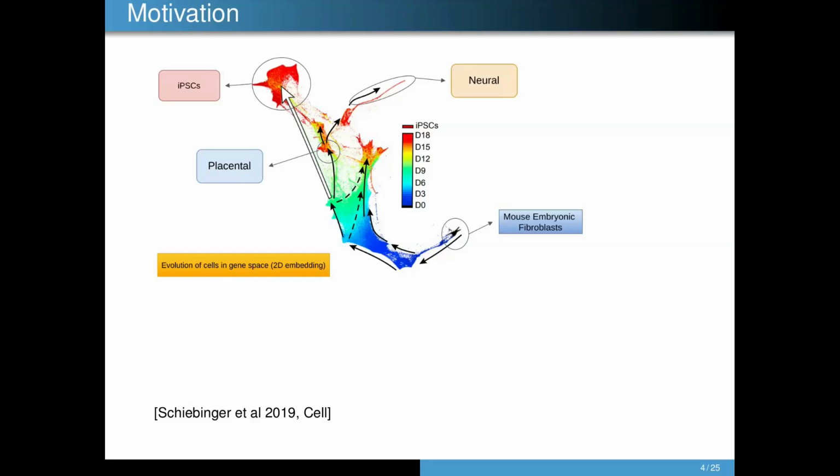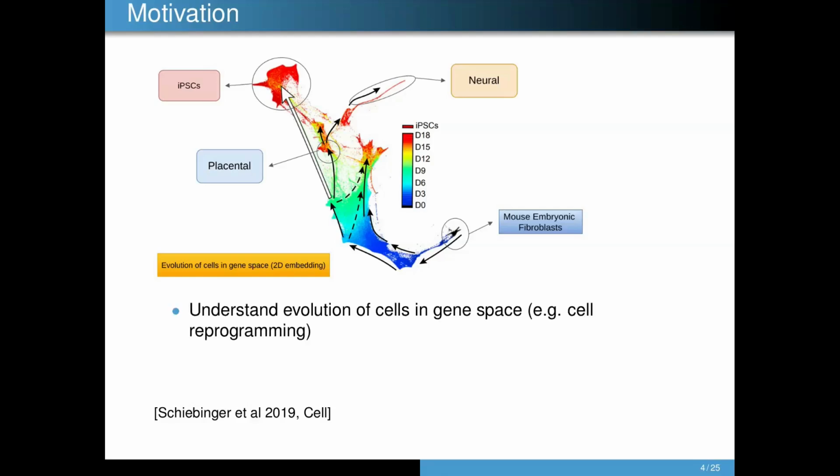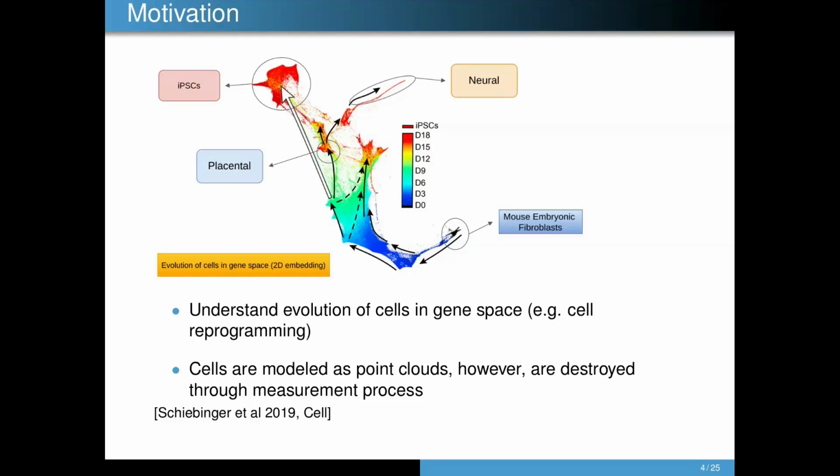The problem is, whenever you take a measurement of a single cell, you will destroy the cell. So in the next time step, you cannot follow the cell you just measured. You can just follow the other cells, its neighbors, for example. So this is basically the setup I just talked about. You have individual single cells, you take measurements, the cells die, but you can follow the rest of the cells. And this is one plot from this Schiebinger paper, where they're starting from a particular type of cell and they want to see what happens over time, for example cell reprogramming. So this is a biological motivation for the problem.